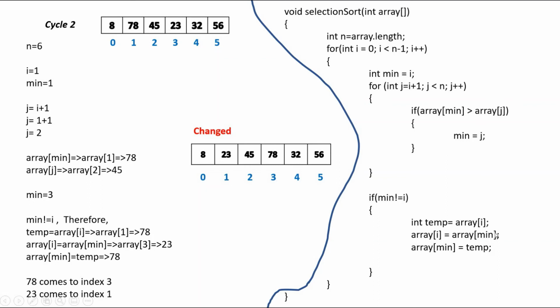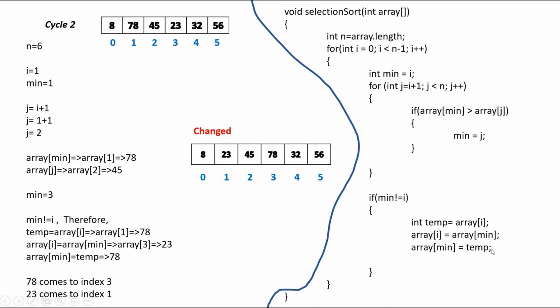Then we come to the next line. It says to put array min value to array i position. What is array min value? What is min? Array 3. What is the array 3 value? It is 23. Put 23 to the array i position. What is i? i is 1. This is the array i position. They are saying to put 23 to that position. So we cut this 78 and we put 23, like here. Now in the array 1 position we have 23.